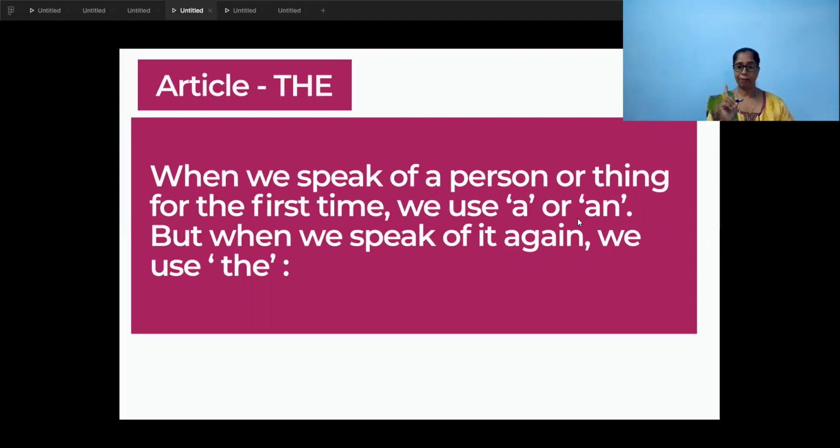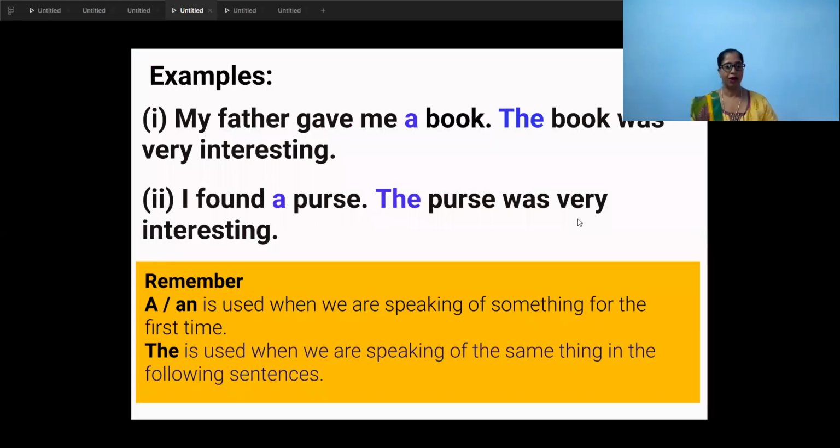किसी के बारे में पहली बार बात करेंगे तो. But when we speak of it again, we use the, T-H-E, the. Let me explain it with example. Okay. First one sentence. My father gave me a book.